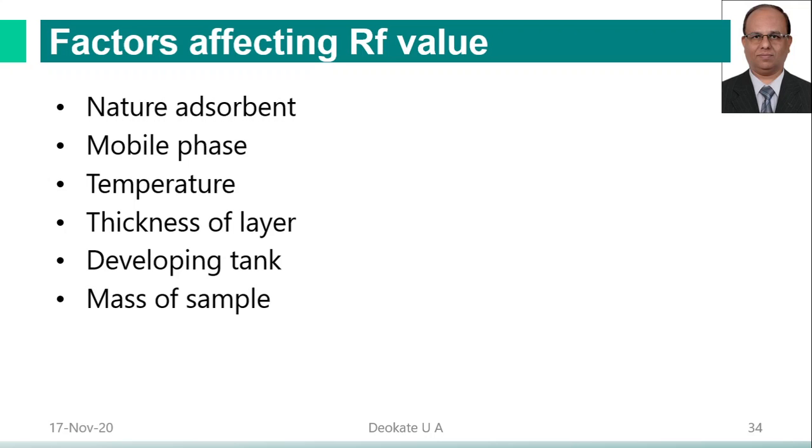The sixth factor is the mass of the sample. Increasing the mass of sample on the plate will often increase the Rf value of the drug, especially if it normally tails in the system. However, higher concentrated solutions will cause a tailing effect, and it will be difficult to measure the Rf value if tailing is there.